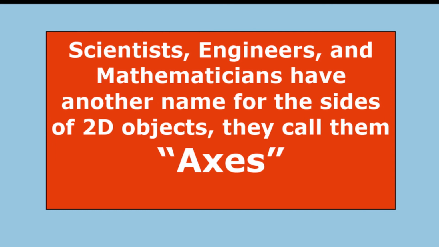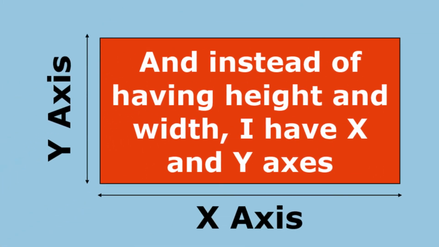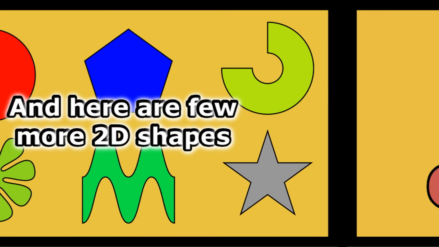The scientists and mathematicians and engineers and all sorts of other technical trades don't use sides, as we call them. They use a word called axes. So instead of having height and width, for example, they have x and y axes. You see axes as a plural with an e. Axis, as you can see here, so with the x-axis and the y-axis with an i. And here are a few more 2D shapes, a circle, a pentagon, etc.